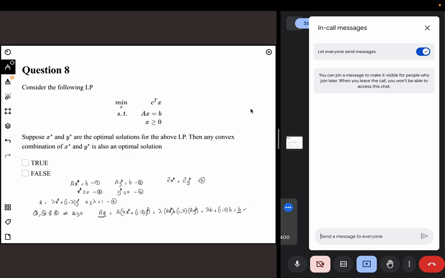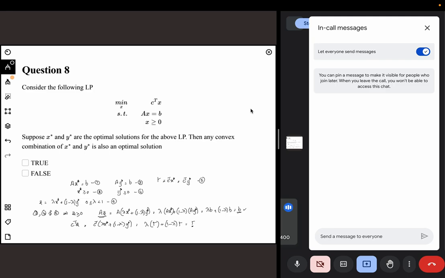So you calculate the objective value. That is c transpose z, which is c transpose times lambda x star plus 1 minus lambda y star. With this objective value, we call it gamma. So this will be lambda times c transpose x star, which is gamma, plus 1 minus lambda times c transpose y star, which is also gamma. So that will give you gamma. So there is the same objective as equation 5.